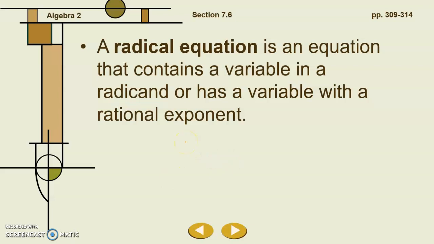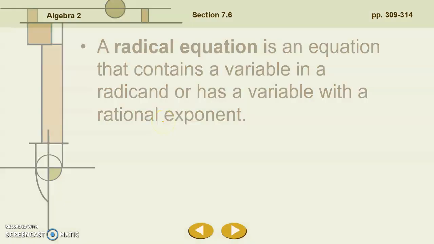Here's your formal definition. A radical equation is an equation that contains a variable in a radicand or has a variable with a rational exponent. And so we might see something like this: the square root of x plus 3 in the radicand equals 9. This is a radical equation. While our previous example was an equation containing a radical, this, because the variable is in the radicand, is a radical equation. I think I've said it 5 times, so hopefully you have that now in your vocabulary.